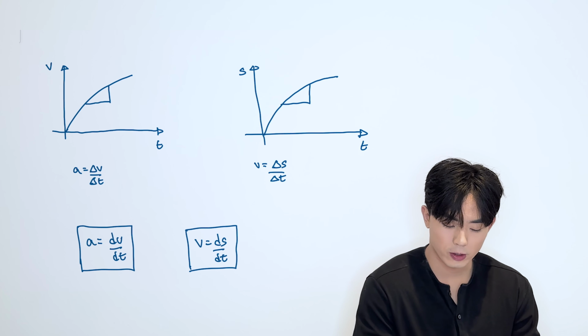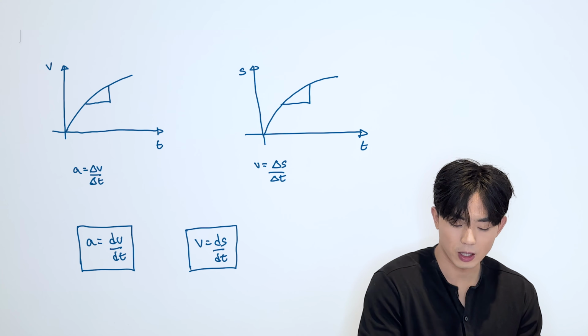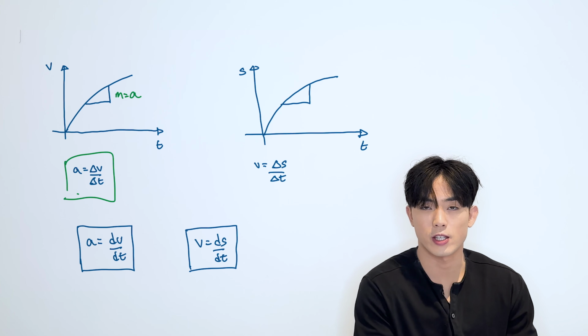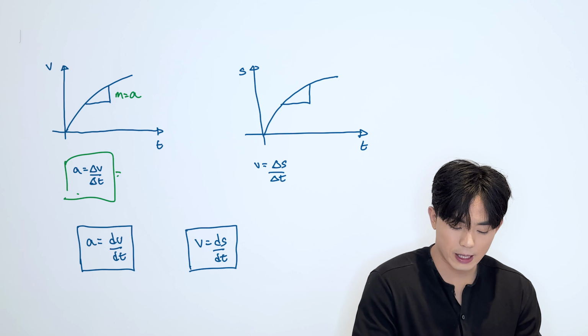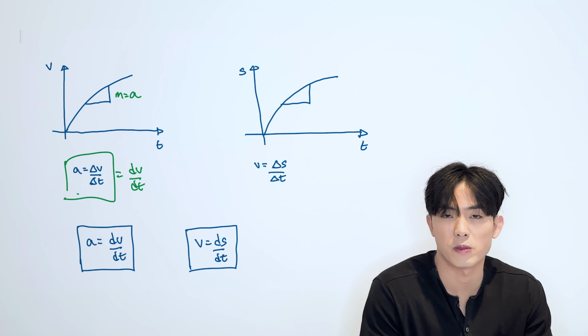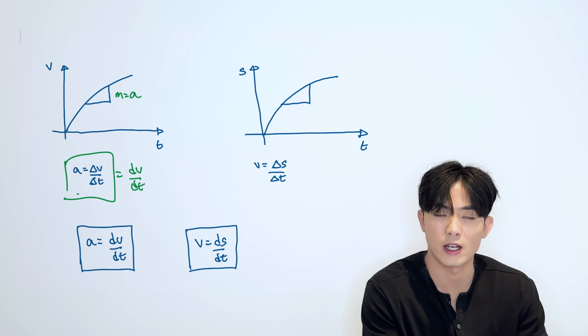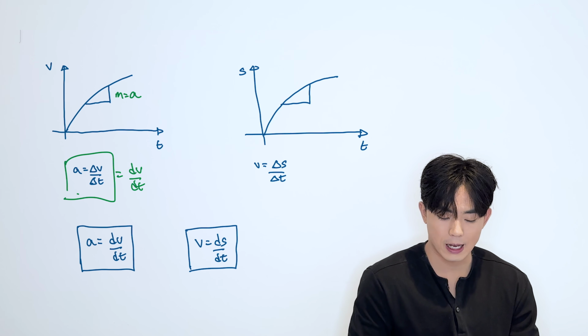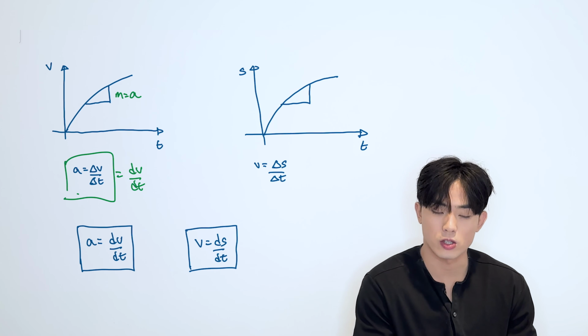In this case, remember the velocity-time graph, the gradient is equal to acceleration, right? And acceleration is going to be the change in v over the change in t, which I can say is dv by dt, because dv and dt just mean a small change in v over a small change in t. Therefore, acceleration is the derivative of the velocity.